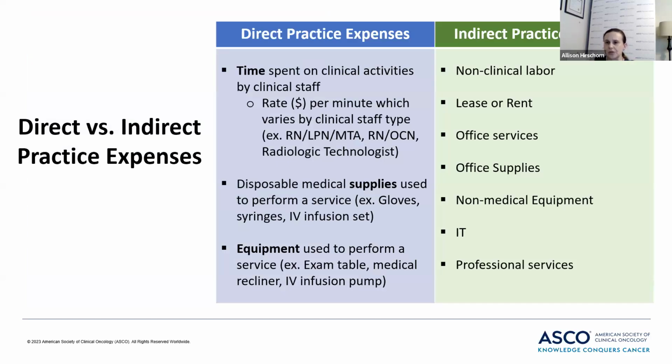The practice expense RVU considers two types of practice expense: direct and indirect expenses. Direct practice expenses are comprised of three components. First, clinical staff labor, which is the time spent on clinical activities by clinical staff. Each type of clinical staff, such as an RN, LPN, MTA, or an RN OCN, is assigned a rate per minute, which varies by clinical staff type.